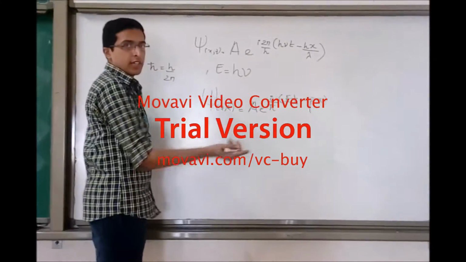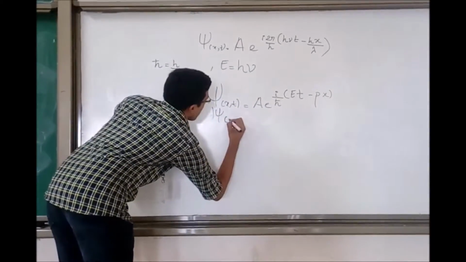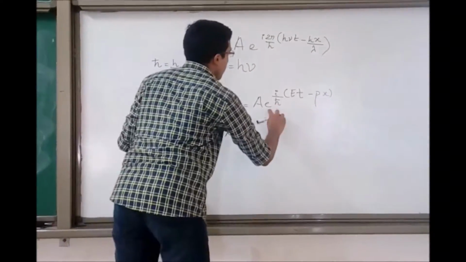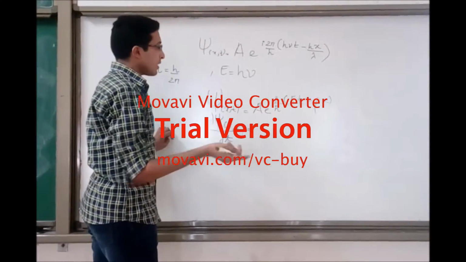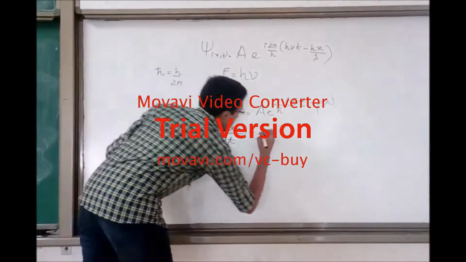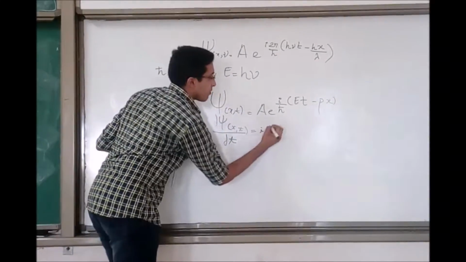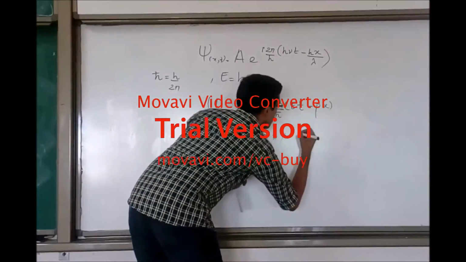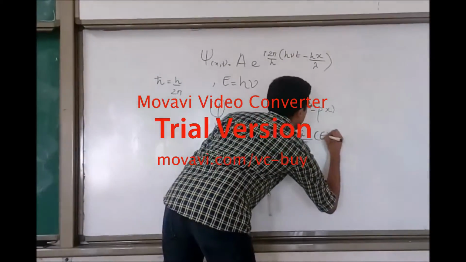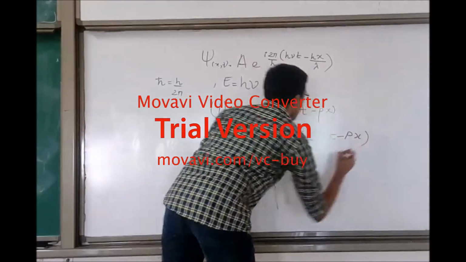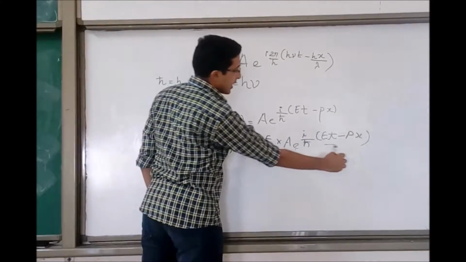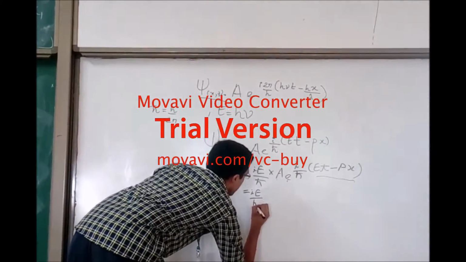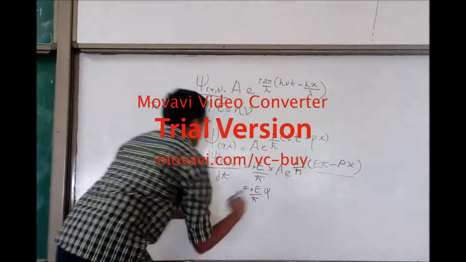When we differentiate this wave function with respect to t, we get d psi x of t by dt equal to, same as earlier, differentiation of e to the power t, the remaining part constant will come outside. It will be i E by h cross into A e to the power i by h cross (E t minus p x). Now again e to the power i by h cross (E t minus p x) is equal to psi x of t. So replacing it, we get i E by h cross into psi. This is another equation.